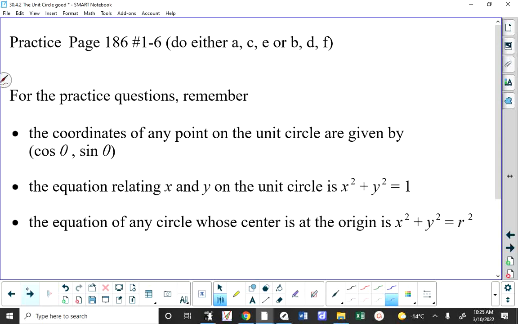On page 186, questions 1 to 6, I'm saying do every second letter. If you want to do the odd letters, A, C, E, that's fine. If you want to do the even letters, B, D, F, that's fine. But you certainly don't need to do them all.